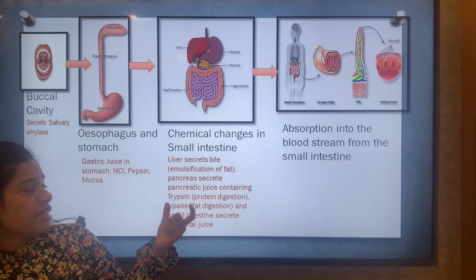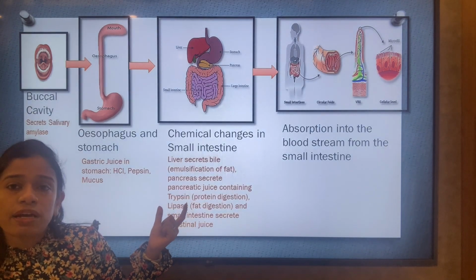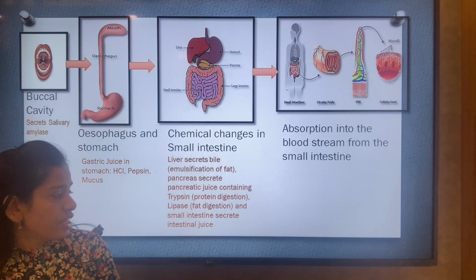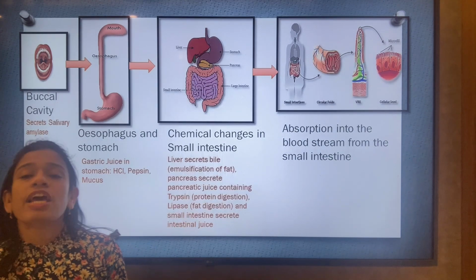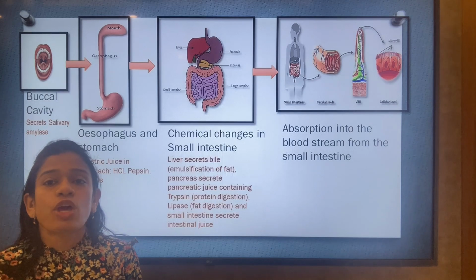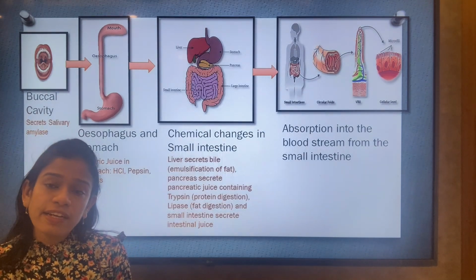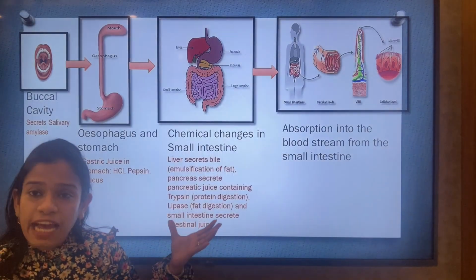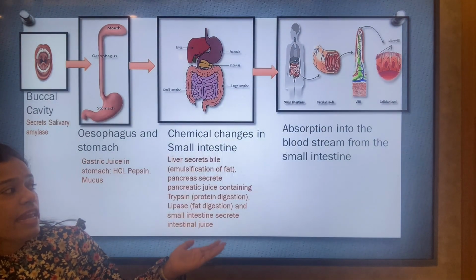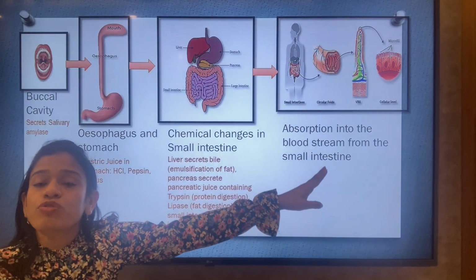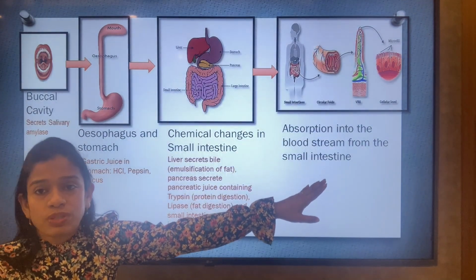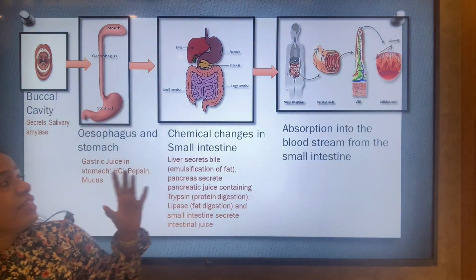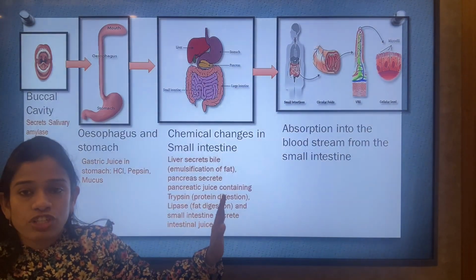So it is trypsin, a protein digestion enzyme, and lipase, a fat digestion enzyme, that are all secreted into the small intestine, which helps in the final digestion of the food. Now, after the food has been finally digested in the small intestine, it is absorbed into the bloodstream. So first ingestion we have done, then the process of digestion.